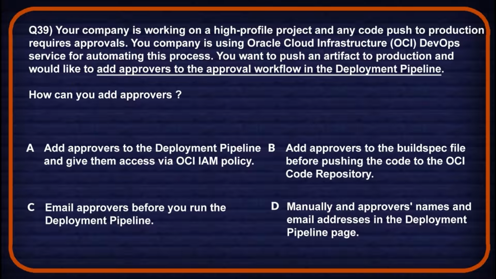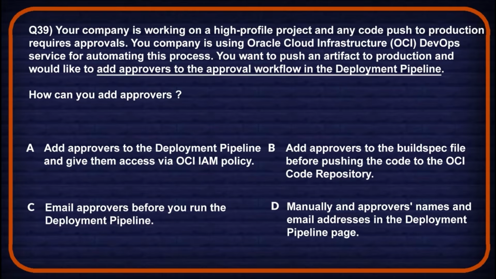Option A, add approvers to the deployment pipeline and give them access via OCI IAM policy. OCI DevOps uses IAM policies, and policies are authorized using approvers in the approval stage of deployment pipelines. So option A looking a good answer.